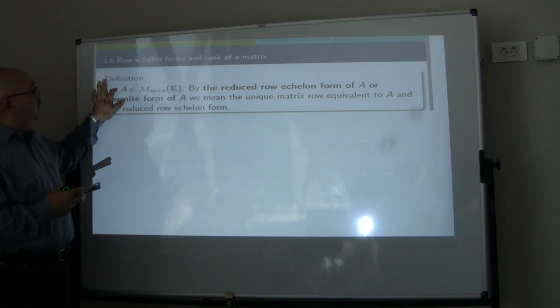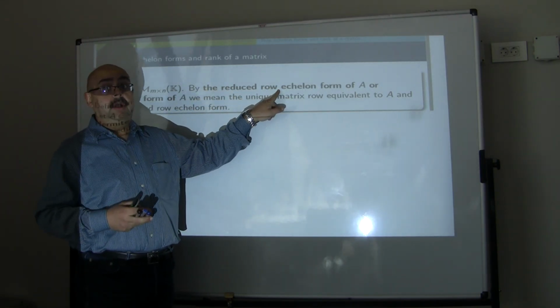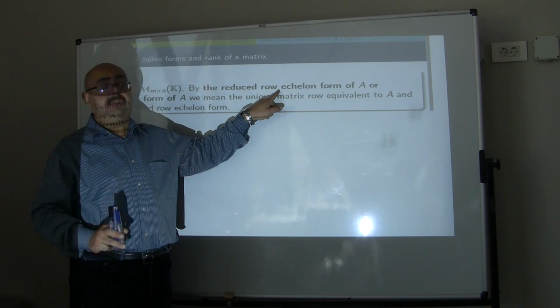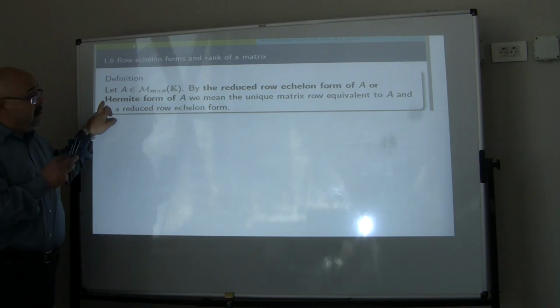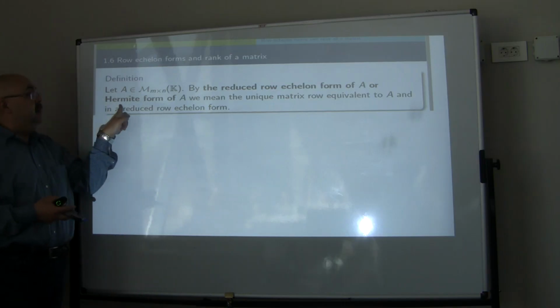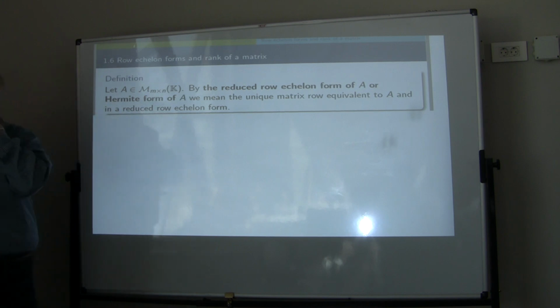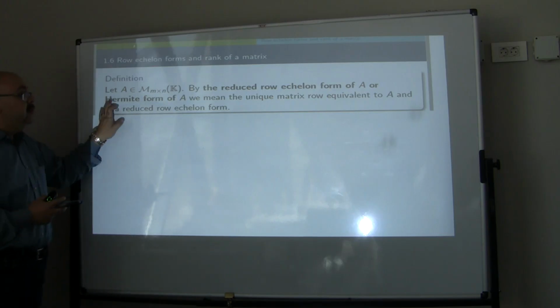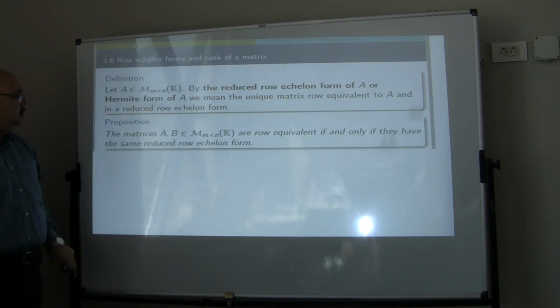He's stating here, let A go to M by the reduced row echelon. If I follow the same steps you saw earlier in order to get the nearest shape to a unit matrix, I can call it the reduced echelon form of A, or I can call it the Hermite form. So this definition is important. If you hear Hermite form, it's a reduced echelon form, the process that you use in order to get to reduced echelon form. We need the unit matrix row equivalent to A and in a reduced echelon form.